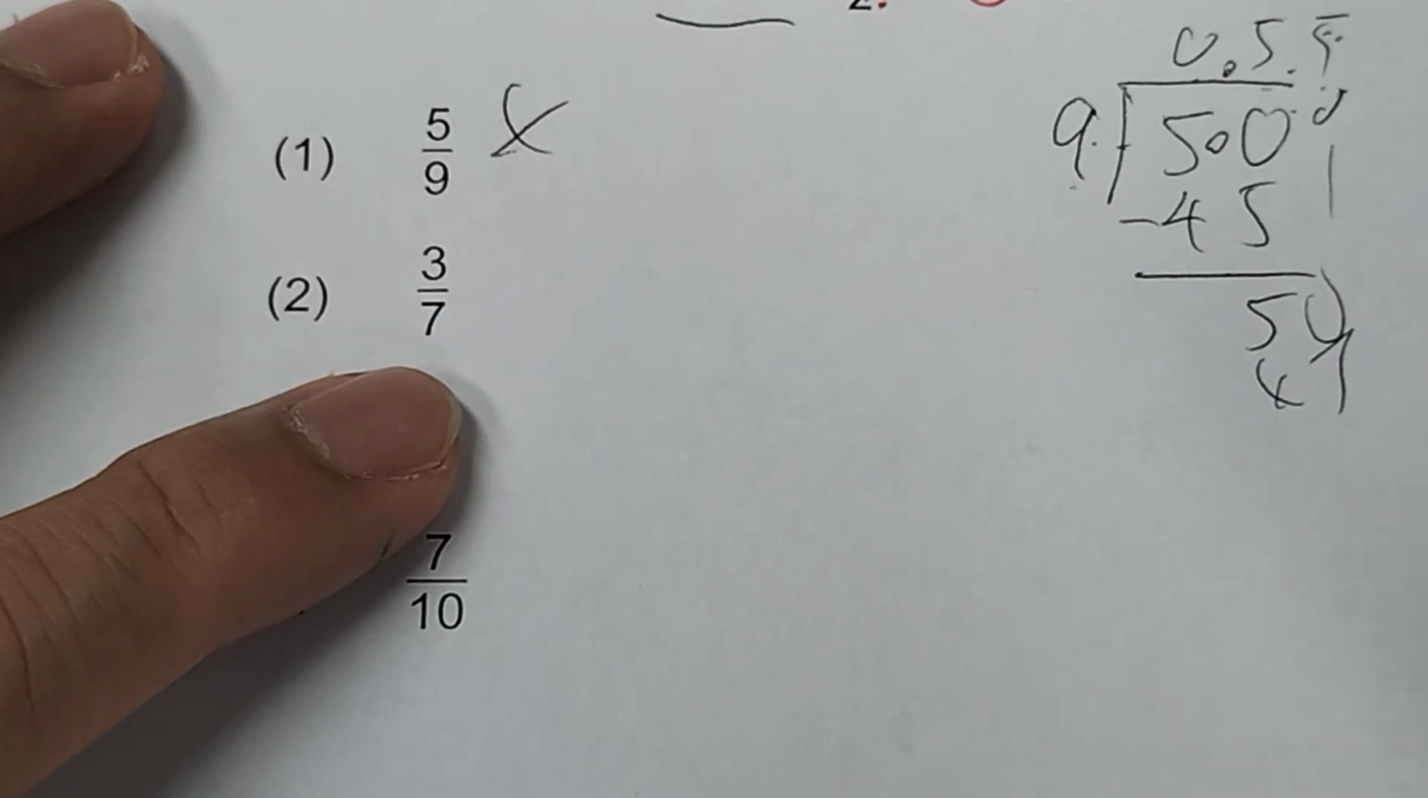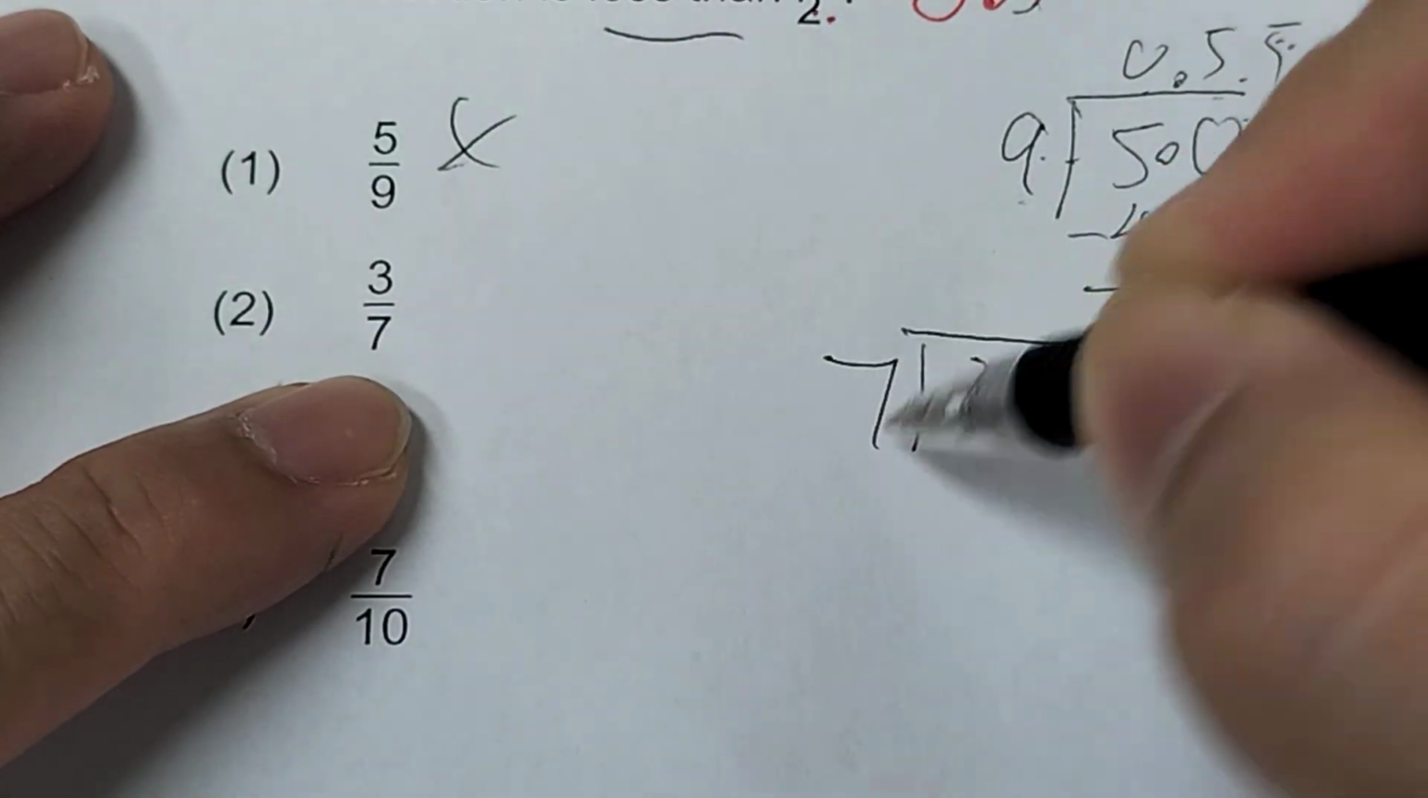Next one, 3 divided by 7. So 3 divided by 7.